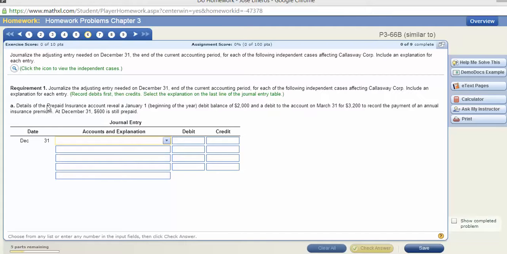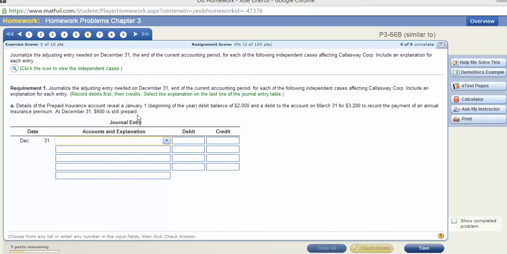So we've got a problem here. We've got a prepaid insurance account. That's when you pay insurance ahead of time. So you've paid it, but you don't yet owe it. And it's giving you some details about the beginning of the year. You come over here, and this is the end of the year, and in the middle, a debit was put into prepaid insurance on March 31st. In other words, you made an additional payment.